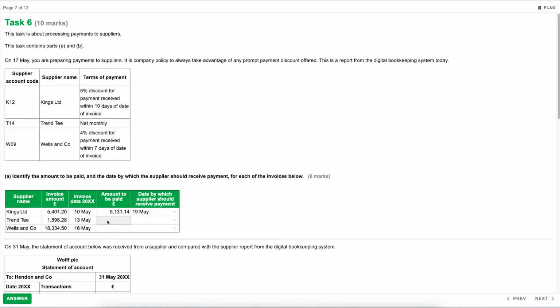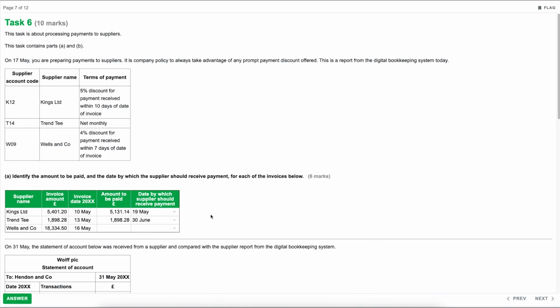So the amount to be paid would be the full amount, £1,898.28. Bear in mind there was no discount, so it would be the full amount that would need paying, and the date by which we would need to pay would be the end of the following month, which would be the 30th of June. Now the last one, we can see again, does have a discount, so they do have a prompt payment discount on offer. So the invoice amount is for £18,334.50. The invoice date was the 16th of May. Now if we pay within 7 days, we need to take off a 4% prompt payment discount.